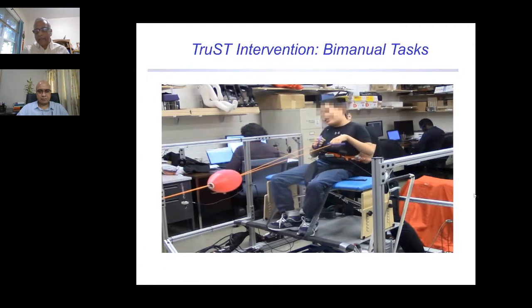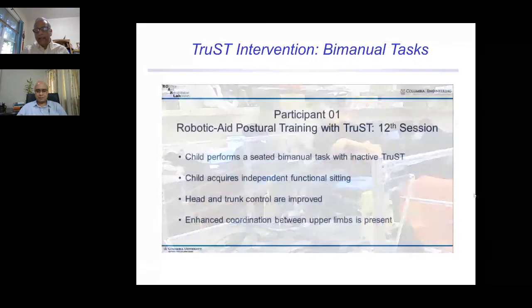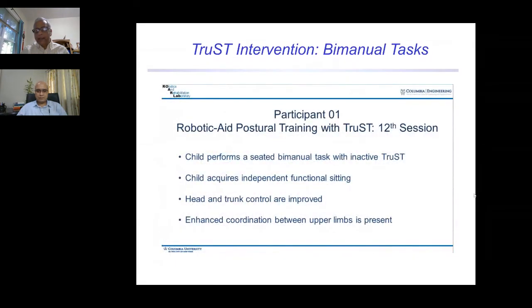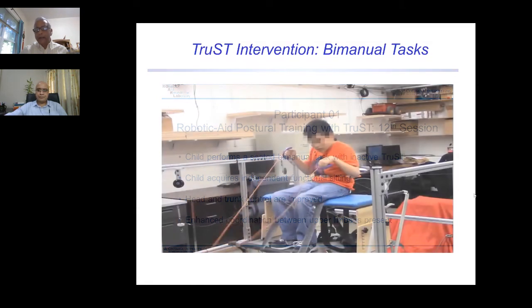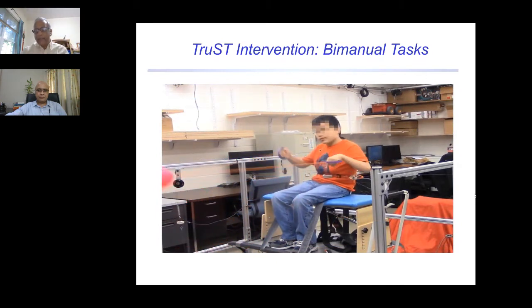So here's a second child. You saw a girl in the previous video. He's a boy, and he also has these issues. He has poor trunk control, and in this case, after the trunk has been controlled, now you can see the level of ability of this child and the way they are able to do the functional task.